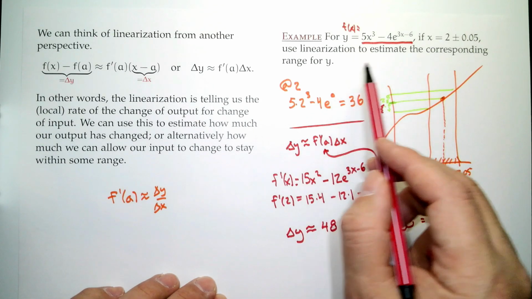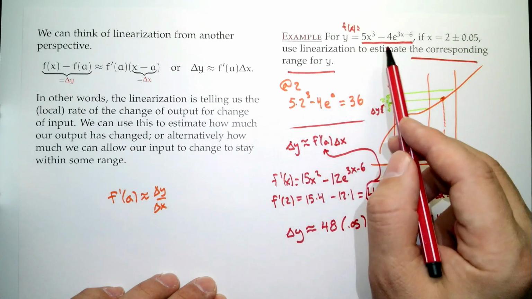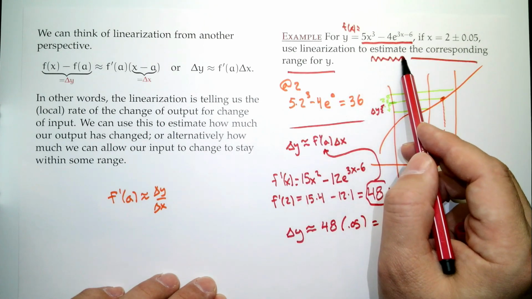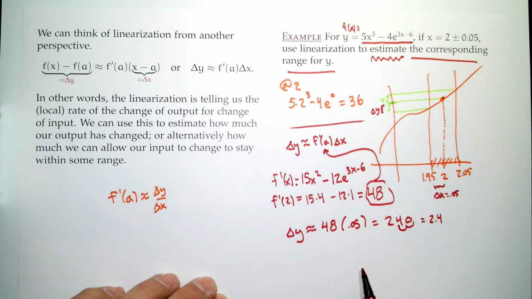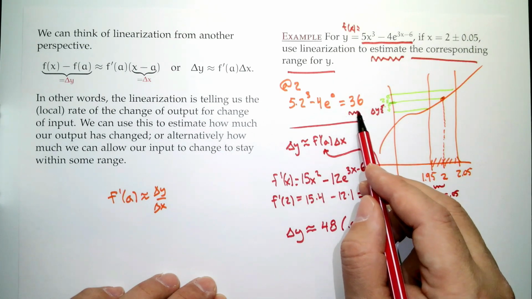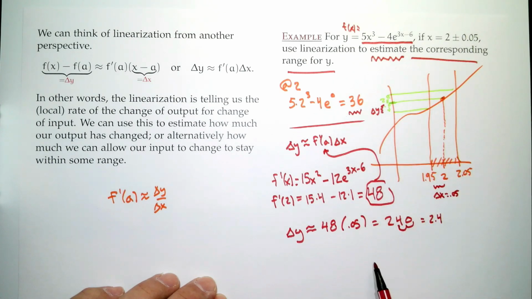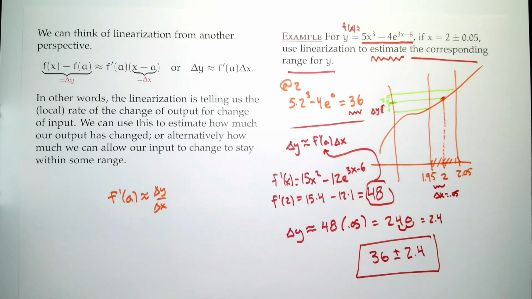So the corresponding range for y, and again, it's an estimate, it's not saying exactly, it's an estimate, would be the 36, which is if we were exactly at 2, but then plus or minus up to 2.4. And that's the answer.